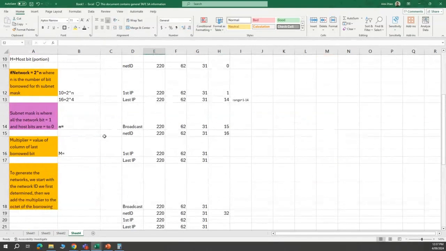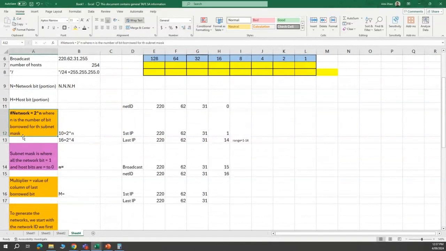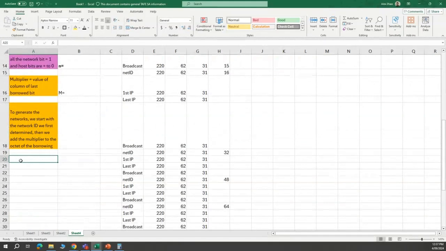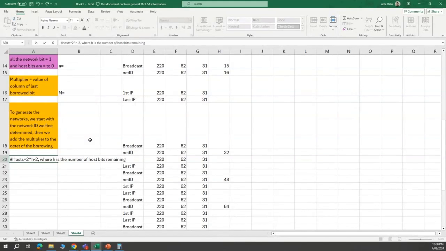So I'm going to give you another definition now. So this was the number of networks. So we're going to give another definition now, and I'll just put it down here. The number of hosts equals 2 to the power of n minus 2. Sorry, not n. We'll do h, where h is the number of host bits remaining.